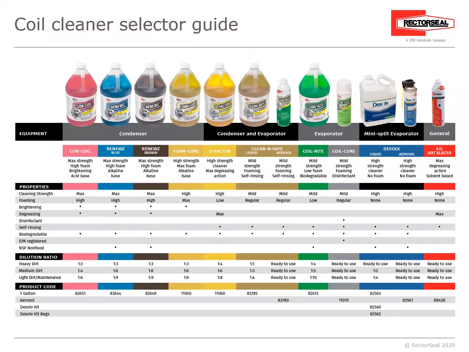In conclusion, here is a coil cleaner selector guide. On the top, you can see all the different coil cleaners that are now available from RectorSeal. If you're looking for the cleaning strength, the foaming, brightening, degreasing, disinfectant, self-rinsing, biodegradable, but also important, is it EPA registered? Or does it have the NSF non-food approval on it? You can look for the dilution ratio and the product code. It's a very easy reference for all of our coil cleaner products.